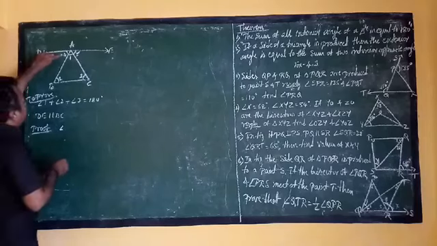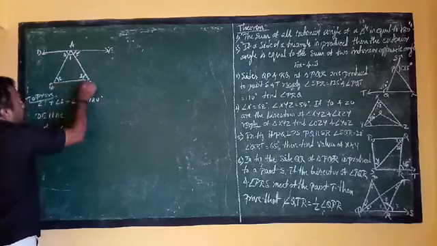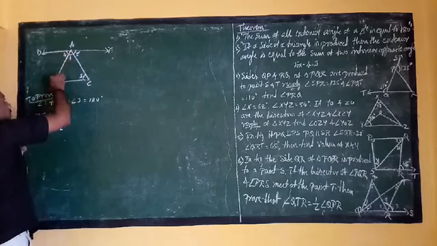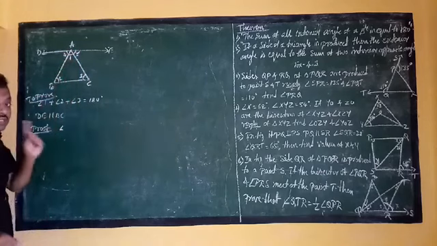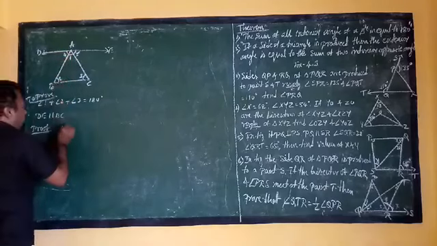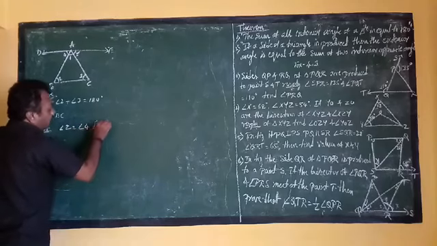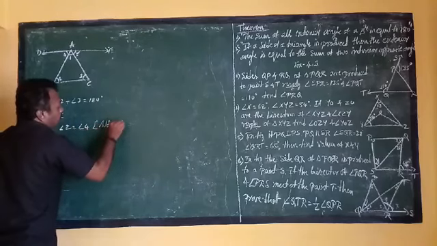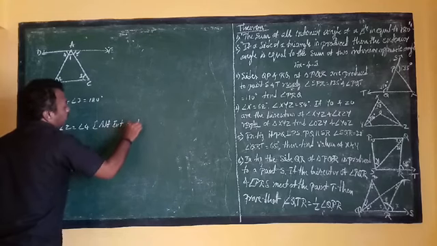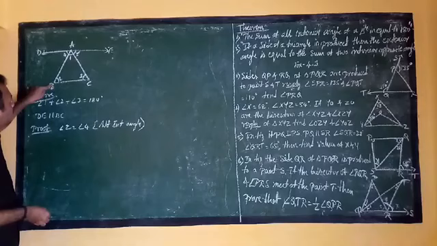Firstly, angle 4 and angle 2. What is this? See here, DE is parallel to BC. Automatically, AB is a transversal. Therefore, angle 2 is equal to angle 4. I can write angle 2 is equal to angle 4 because of alternate interior angles, correct? Because DE is parallel to BC, therefore AB is a transversal.